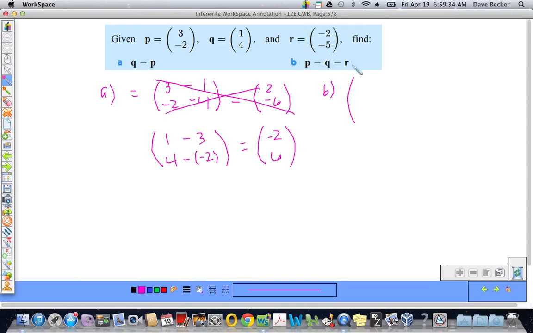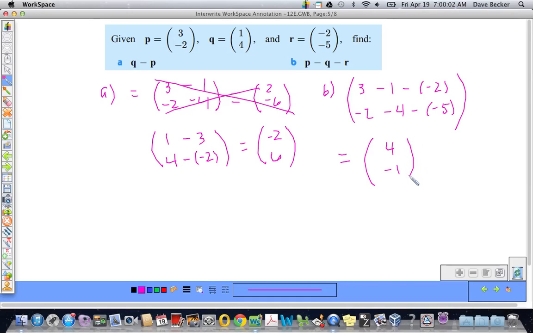Okay, so P minus Q minus R is going to be 3 minus 1 minus a -2. And then for the vertical component, -2 minus 4 minus a -5. And that is going to equal 2 plus 2 is 4, -6 plus 5 is -1. So there we have it.